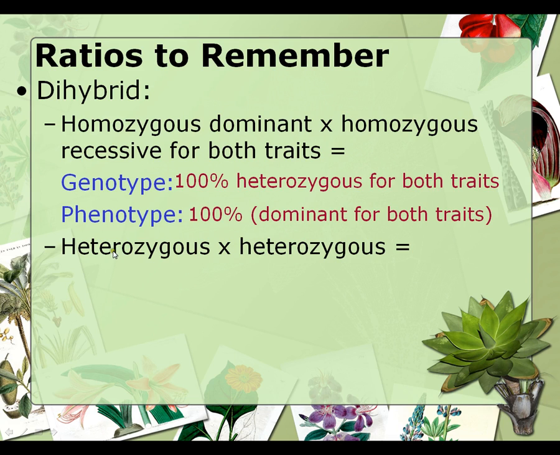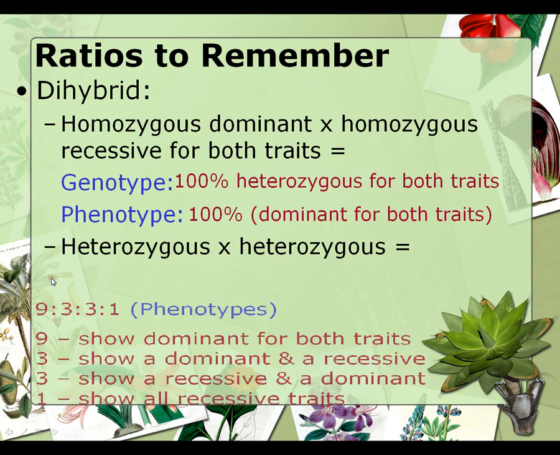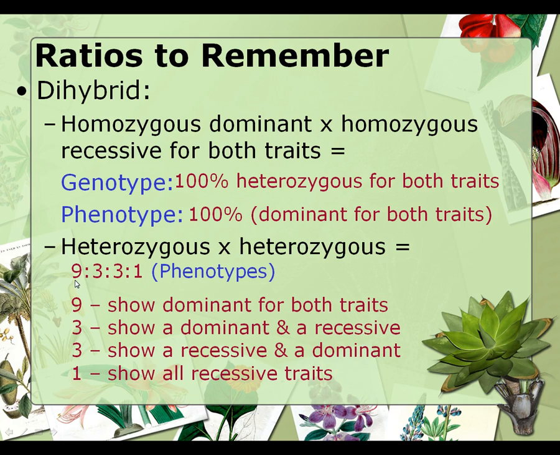Let's say you cross a heterozygous individual with another heterozygous individual for 2 traits. This is the phenotype. We're not even going to talk about the genotype because that's going to get a little messy. But the phenotypes, it's a 9-3-3-1. And what that means here is 9 will show the dominant trait for both, 3 will show the dominant and a recessive, and 3 will show the recessive and a dominant, and 1 will show all recessive traits. This is the only ratio that you're likely to see, this 9-3-3-1.